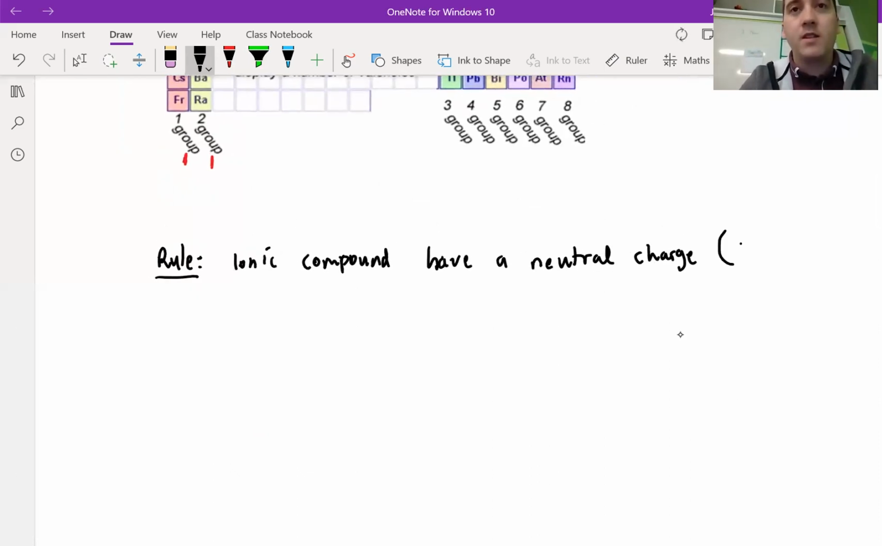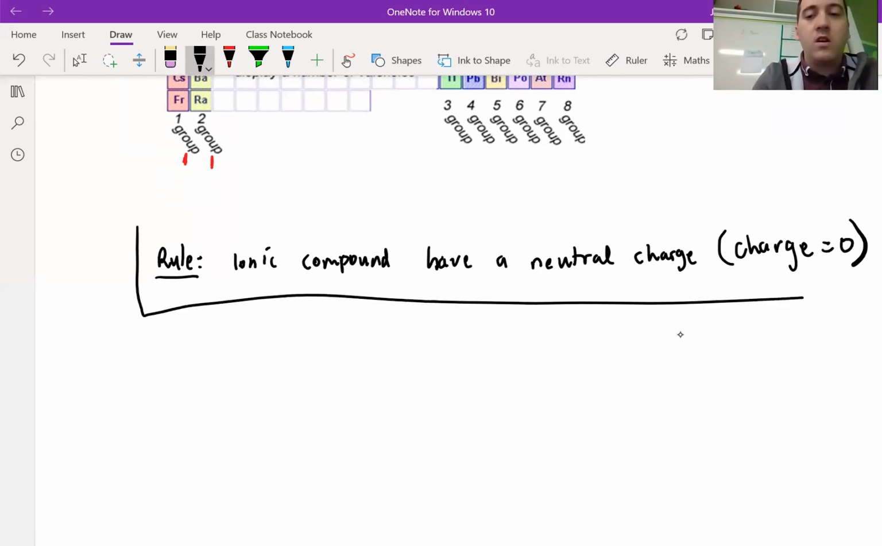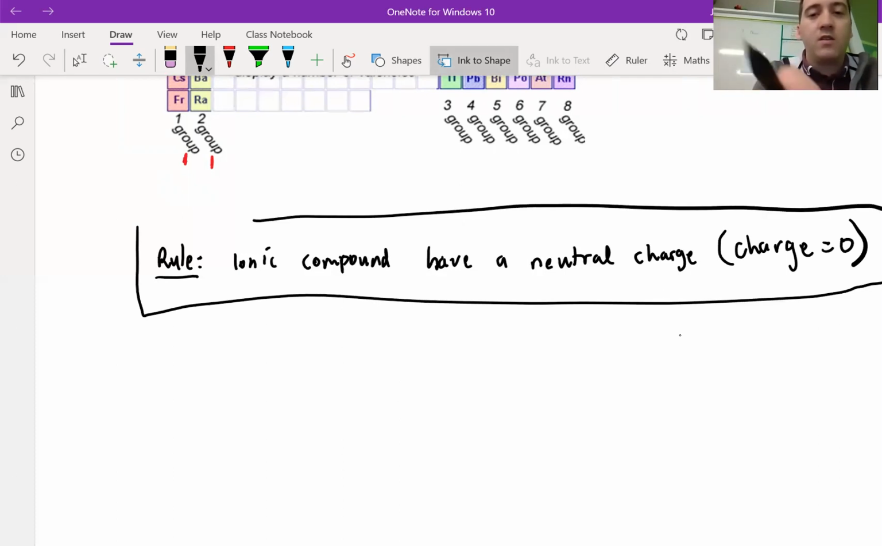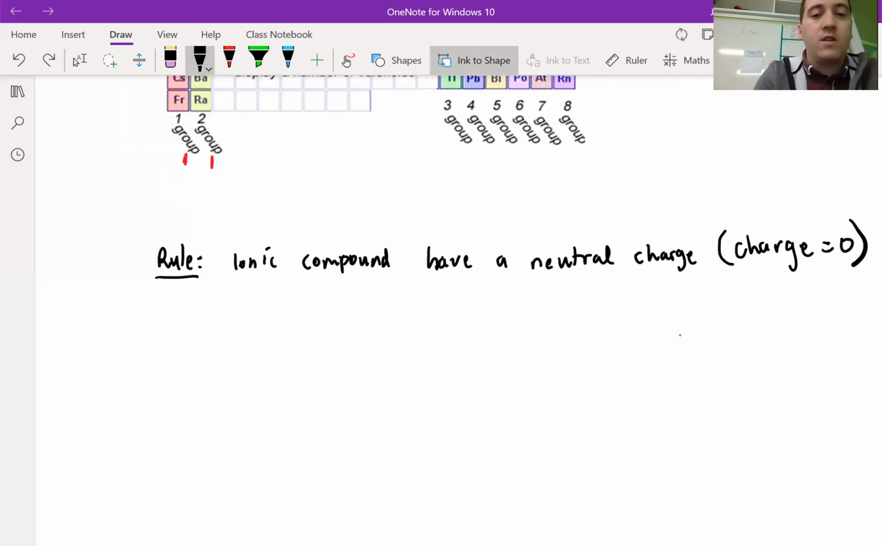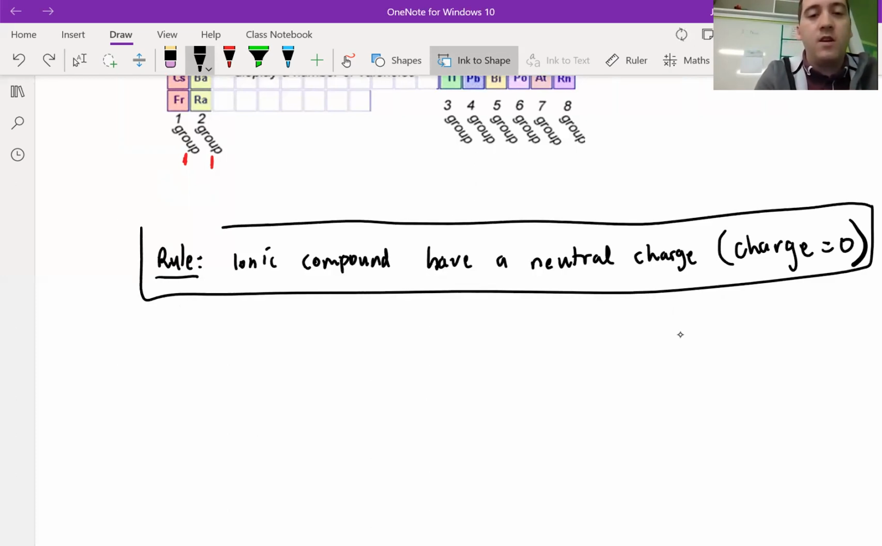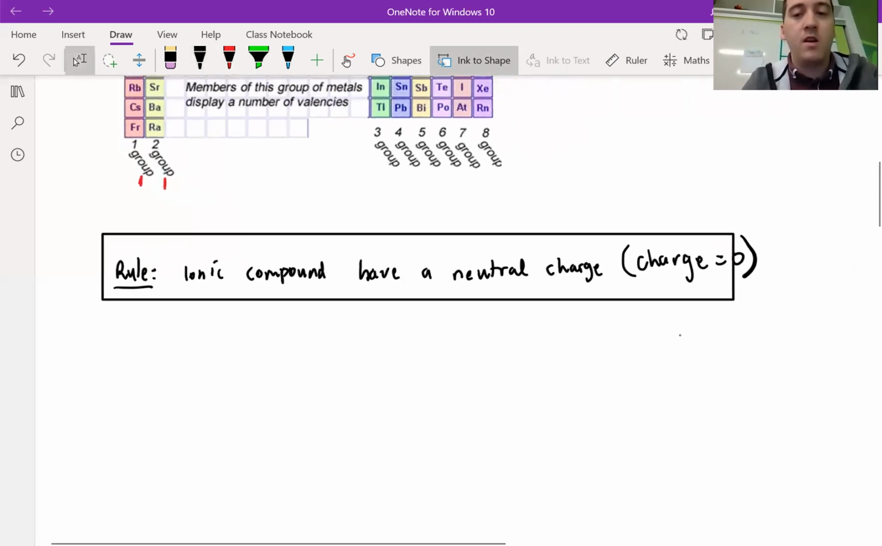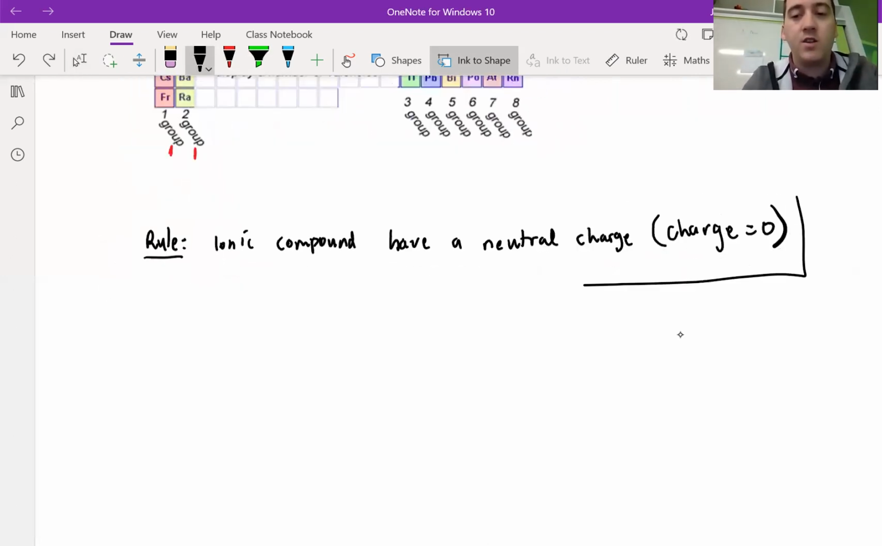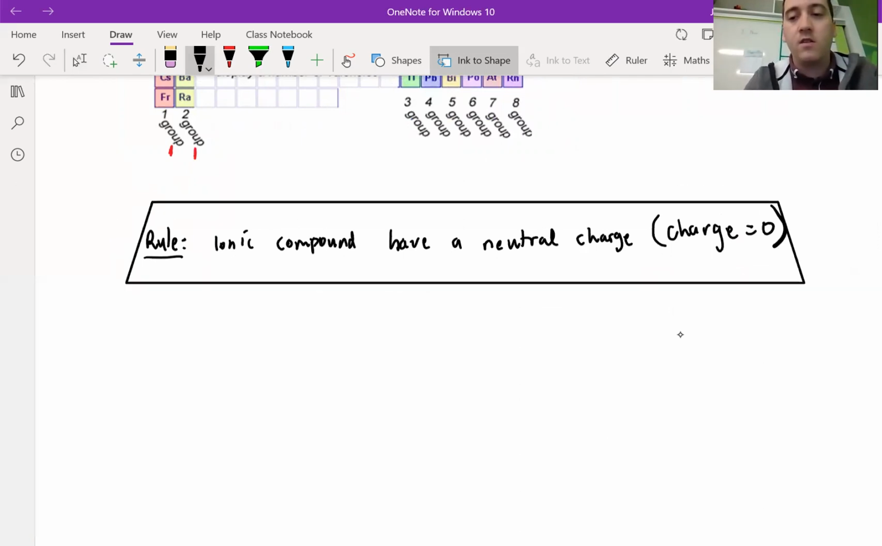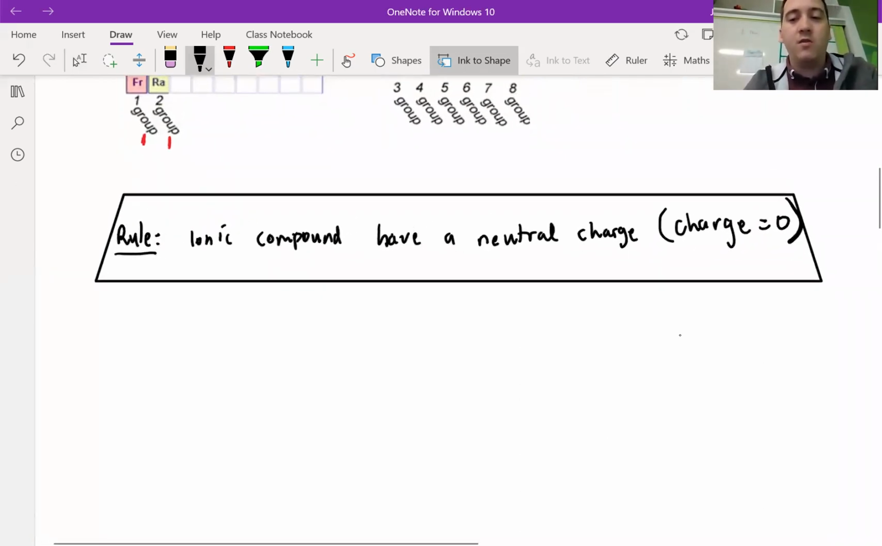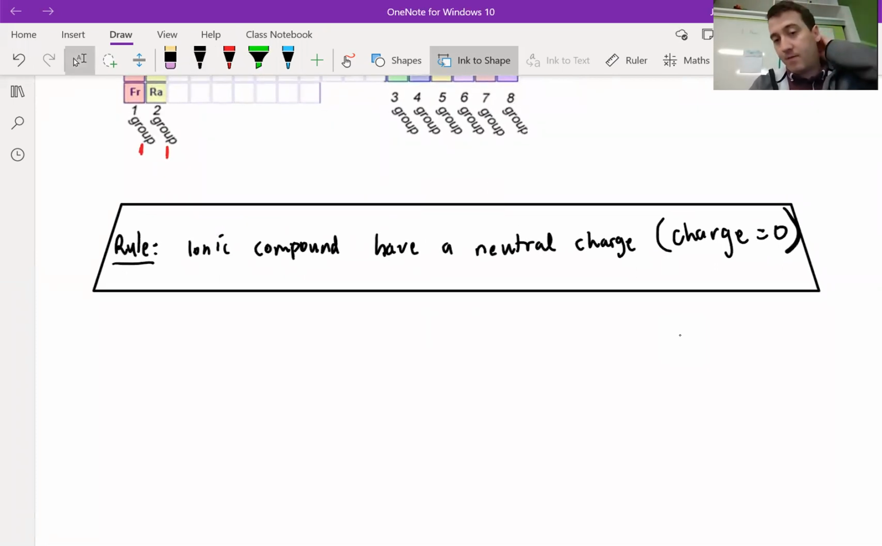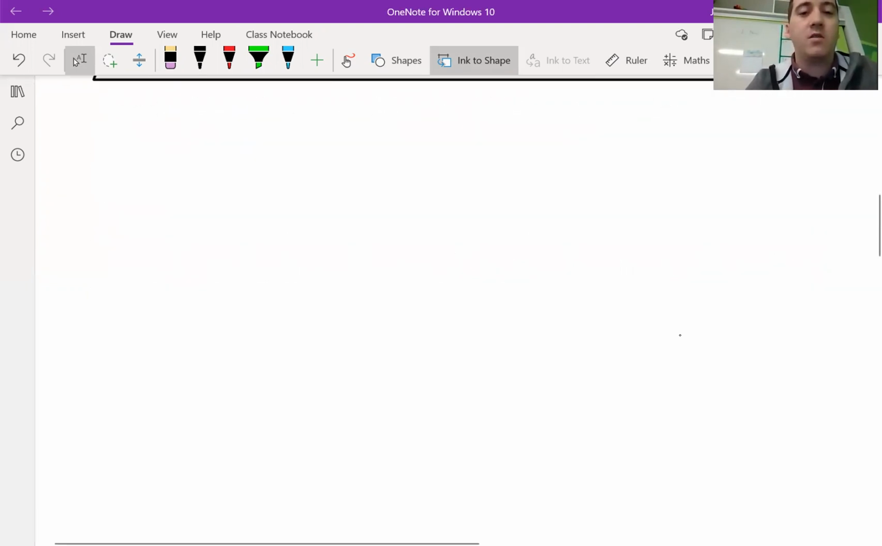And what does neutral mean? Neutral just means that the charge equals 0. So overall, an ionic compound must have a charge equal to 0. Just actually going to fix that so it's a nice neat box. Okay, so that's a rule I need you guys to remember, that an ionic compound must have a charge equal to 0. All right, so again, I'm going to ask you to pause the video and take down that rule. Okay, so you should only be playing if you've taken down the rule in your notes copy, and let's have a look at some examples now.